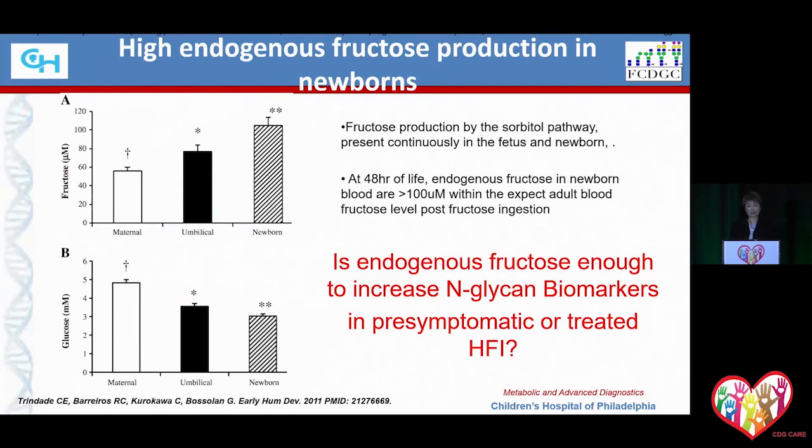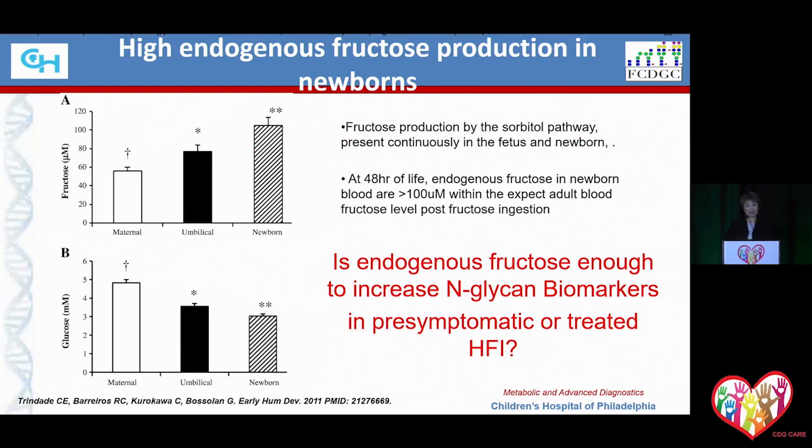Another reason is that fructose is not only introduced from food, babies actually make fructose. This is a study in 2011 measuring the blood fructose level in the mom, in the cord blood, and in the newborn. They found the newborn has a much higher level of fructose, even though they are not taking it, because they make it endogenously by themselves. Fructose is a precursor to glycerol, so they make glycerol in order to make fat. Babies really need to gain weight, they need fat, so they are making a lot of fructose.